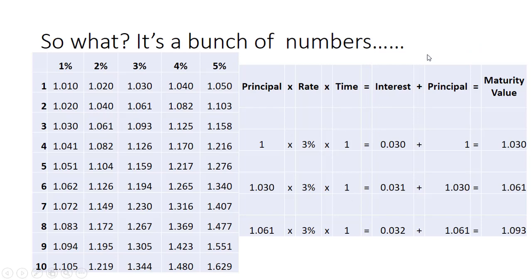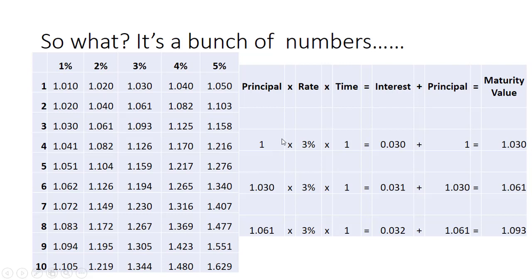Now, the reason that these time value tables, specifically this future value time table, become such a neat tool to use is that it saves a bunch of time. For instance, I have it set up here: $1 that we're earning 3% interest on, and we're going to leave it in the savings account for 3 years. So you can calculate it the long way, which is principal times rate times time equals the interest. Then we add the principal back in, and we get our maturity value.